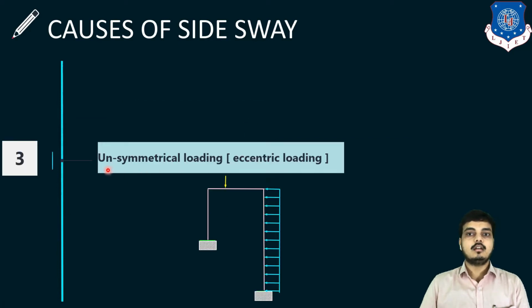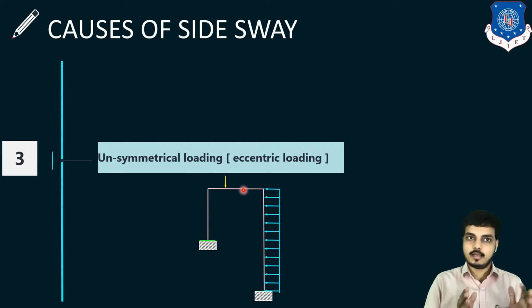Next, the third point: unsymmetrical loading or eccentric loading. In this frame, you can see a different, unsymmetrical kind of loading is given, and an eccentric point load is also given. Whenever you see this kind of unsymmetrical or eccentric loading, you can consider that sway will occur in that particular frame. So till now we have considered three points: first was different end condition, second was different MI, and third was unsymmetrical loading.